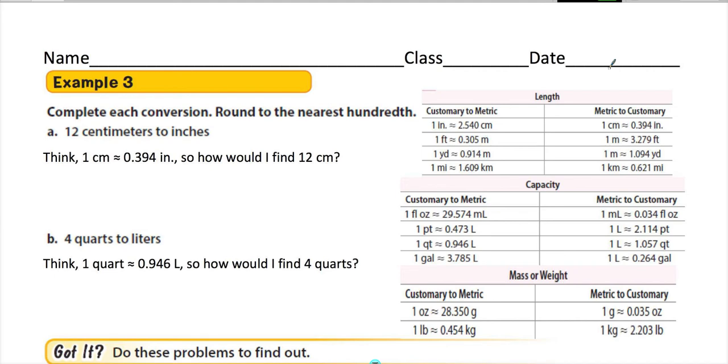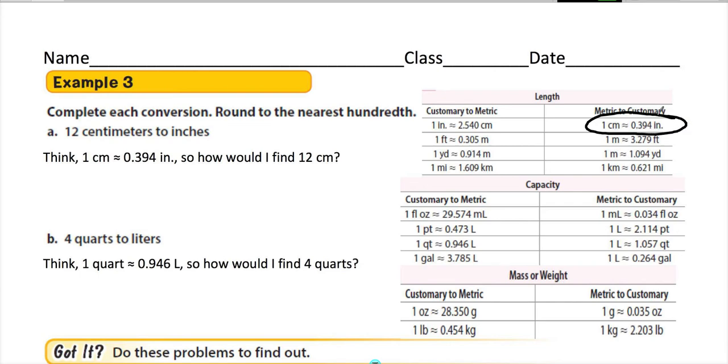All right, well, what you have to do is we're going from centimeters, which is metric, to customary, or imperial, sometimes we call it as well. So that means we're going to use the right side columns. Okay, see where it says metric to customary? Okay, so that's what we're going to do for that one. So for this one, it's centimeters to inches. That's right here. Okay?